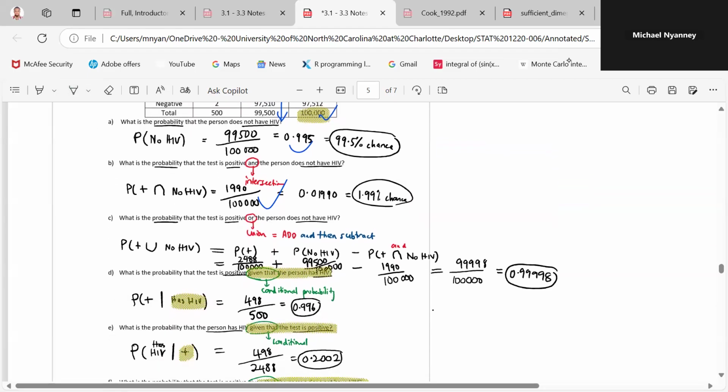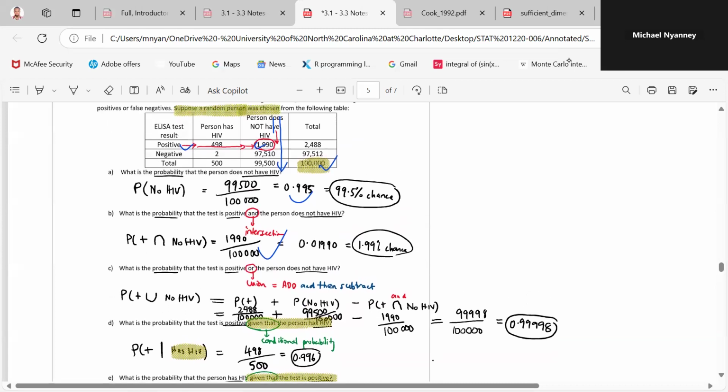And what is the probability that a test is positive or the person does not have HIV? So or means the union. So we are going to define an event: the test is positive, and the person does not have HIV. So we apply the definition for the probability of union. The probability of A union B is equal to the probability of A plus the probability of B minus their intersection. So probability of A means that we want to find those that test positive.